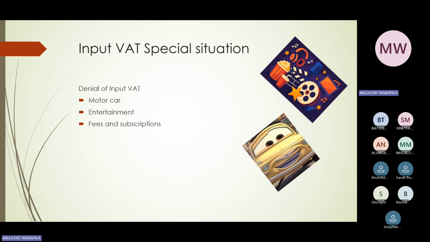The reason I'm telling you this is that those three things, the motor car, entertainment, and fees and subscriptions, come out a lot, right? The moment you know that, just know them as they are, that there is no input VAT claimed here because the input VAT is denied, right? For your second year level, that's all that you have to know. When you go further, for your CTA, they can explain to you why and how that happens. But as of now, just know that for those three things, the input VAT is denied. That's it for now, right?